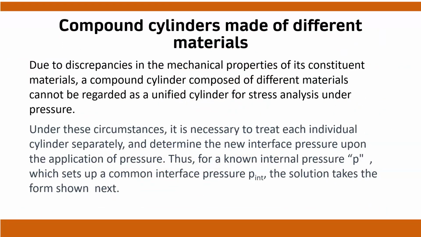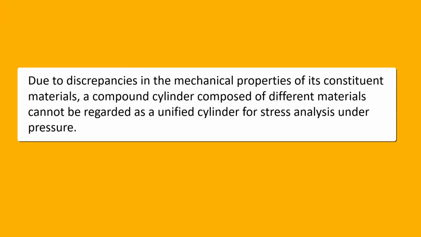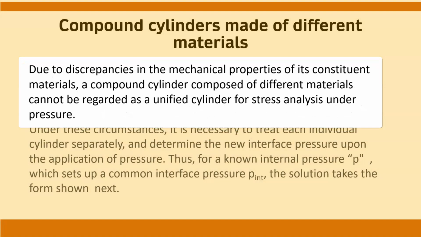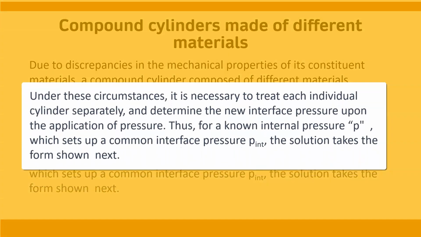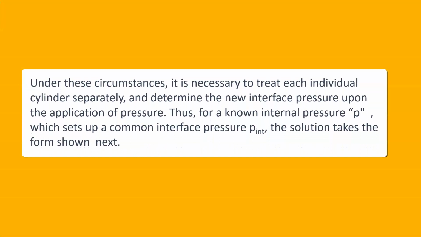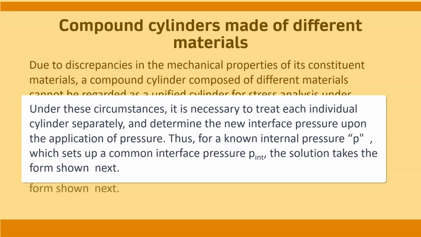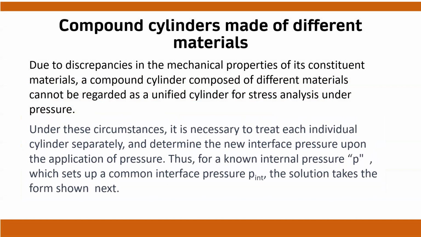Let's now consider a compound cylinder made of different materials. Due to discrepancies in the mechanical properties of its constituent materials, a compound cylinder composed of different materials cannot be regarded as a unified cylinder for stress analysis under pressure, as done for a compound cylinder made of the same material. Under these circumstances, it is necessary to treat each individual cylinder separately, and determine the new interface pressure upon the application of pressure. Thus, for a known internal pressure P, which sets up a common interface pressure, P(int), the solution takes the form shown next.